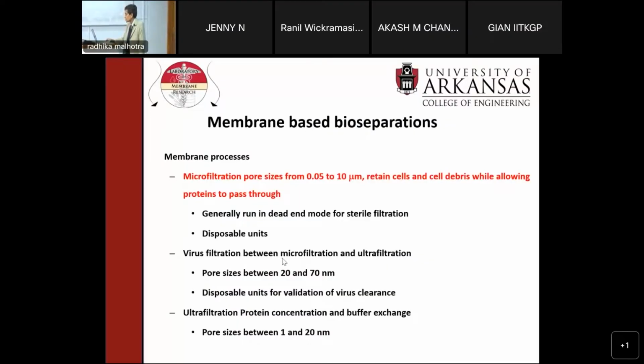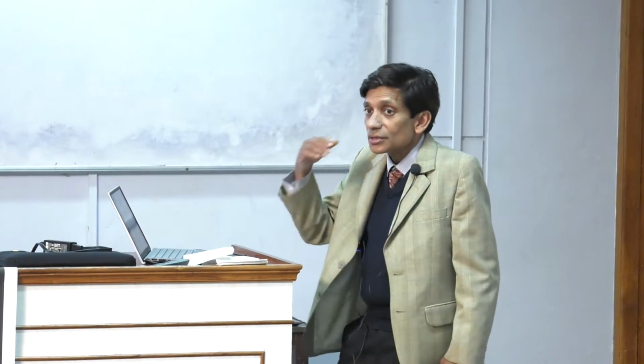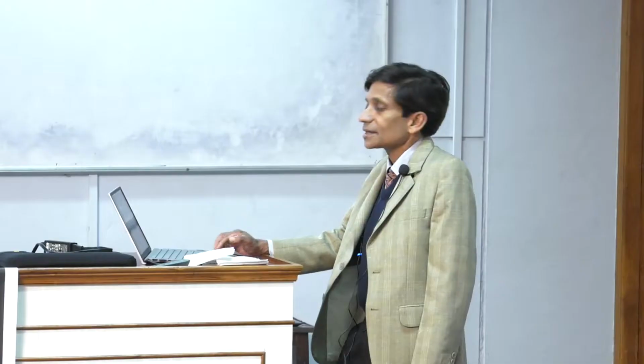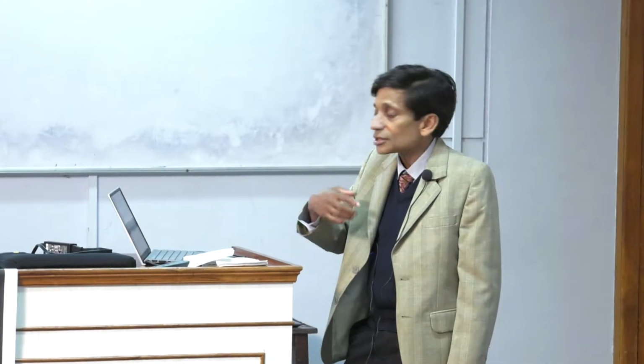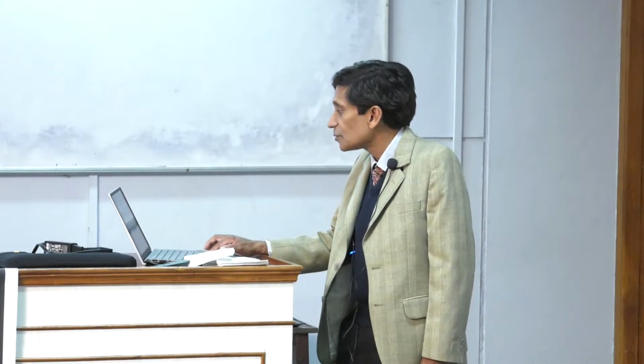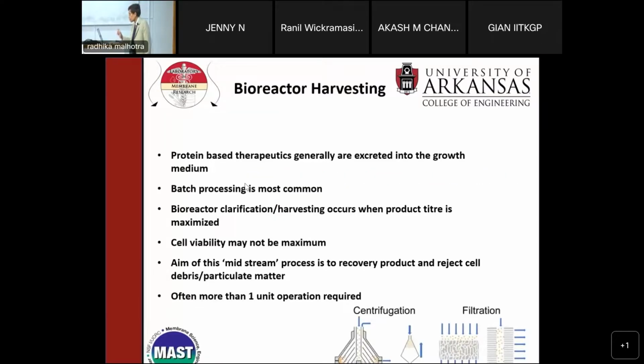Just so that you know also, virus filtration, which we'll talk about later, which I told you is kind of between microfiltration and ultrafiltration, uses pore sizes between about 20 and 70 nanometers, also used in dead end mode or normal filtration mode. And again, there are disposable units. Ultrafiltration, on the other hand, is typically used in tangential flow mode and with pore size about 1 to 20 nanometers. So we are going to focus here on microfiltration type processes.